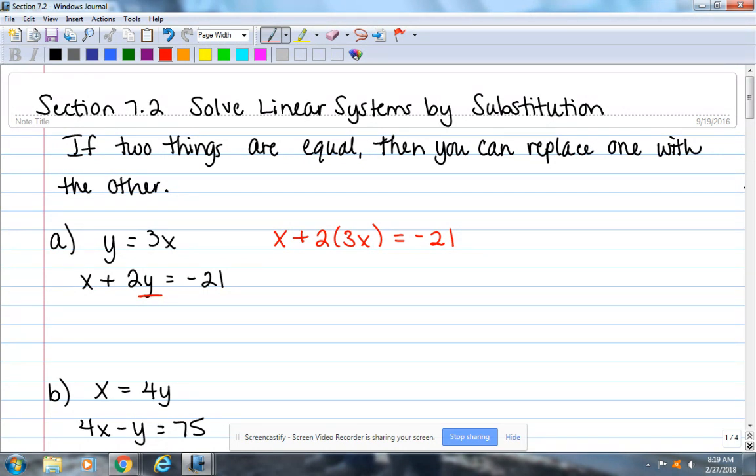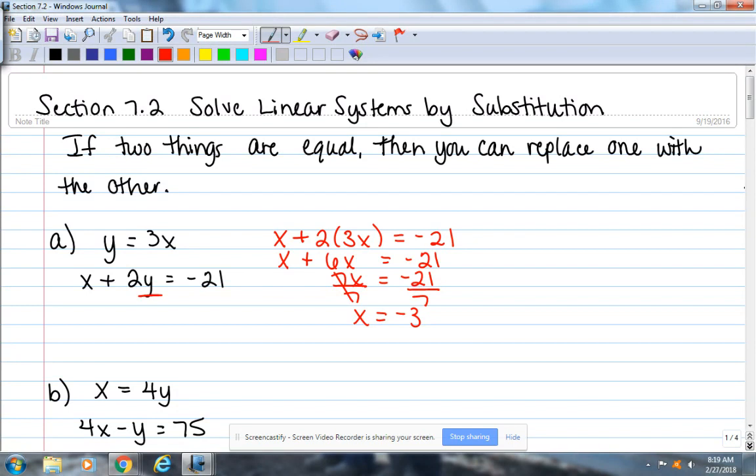So we can simplify and solve this. What is 2 times 3x? So x plus 6x equals negative 21. X and 6x are like terms, aren't they? What is x plus 6x? 7x equals negative 21. So how do I solve that for x? Divide by 7, and x equals what? Negative 3.